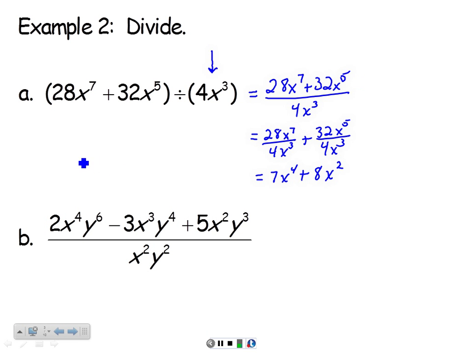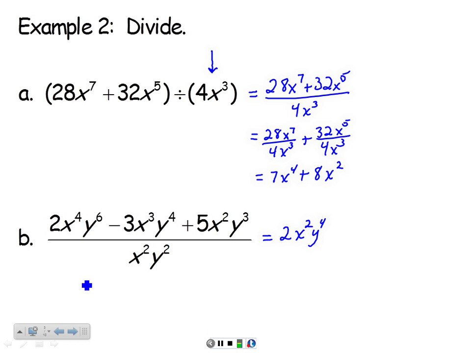So let's try that in B. So I'm going to divide 2x to the 4th y to the 6th by 1 x squared y squared. Well, 2 divided by 1 is just 2. X to the 4th divided by x to the 2nd is x to the 2nd. Subtract those exponents. And then y to the 6th divided by y to the 2nd is going to be y to the 4th. You can only divide like bases, okay? Like variables, such as your x and your x and your y and your y.